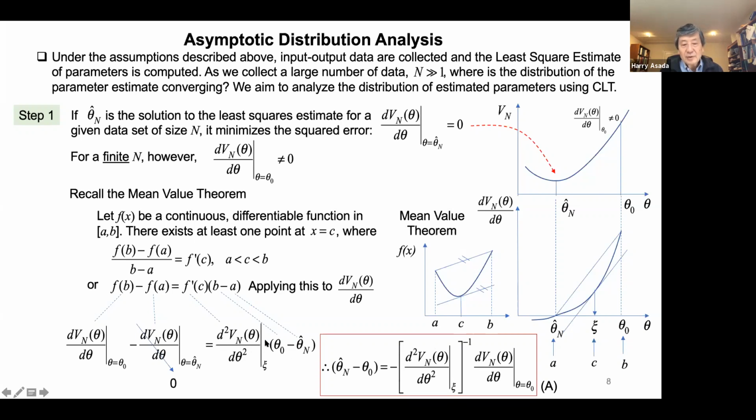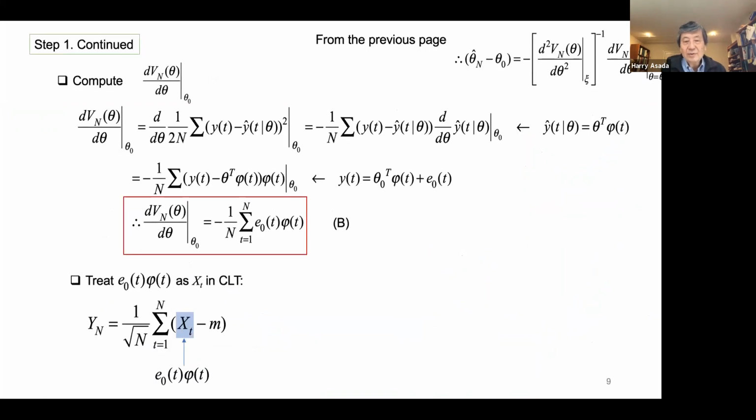So the inverse of this n by m matrix times this particular part, dV_n/d theta evaluated at theta naught. Then, as n tends to infinity, the distribution of this one turns out to be a Gaussian. That's the thing that we'd like to show. So now let's compute this dV_n/d theta, evaluated at theta naught.